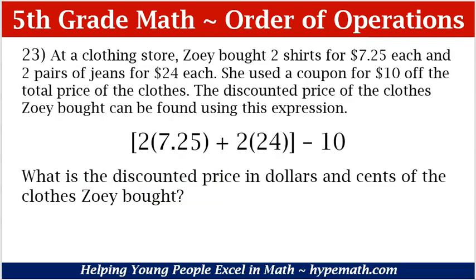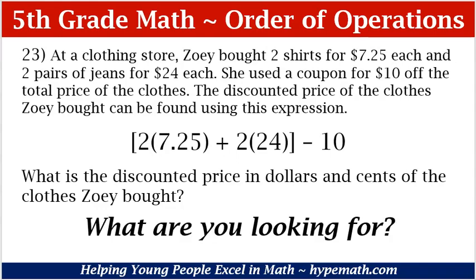Let's move to number 23. At a clothing store, Zoe bought 2 shirts for $7.25 each and 2 pairs of jeans for $24 each. She used a coupon for $10 off the total price of the clothes. The discounted price of the clothes Zoe bought can be found using this expression. In brackets, 2 times 7.25 plus 2 times 24, that bracket is closed, and then we subtract $10, and that's for that coupon she used. What is the discounted price in dollars and cents of the clothes Zoe bought?